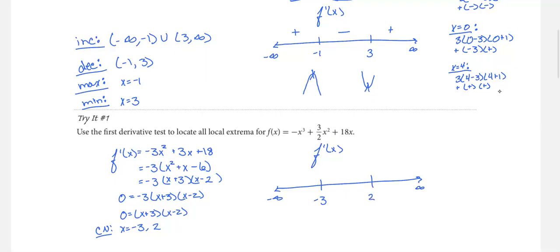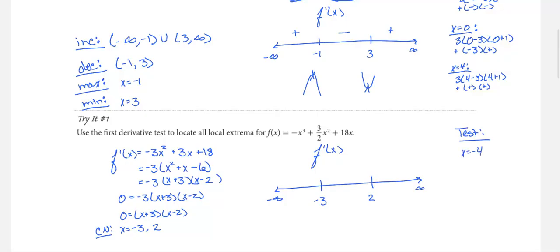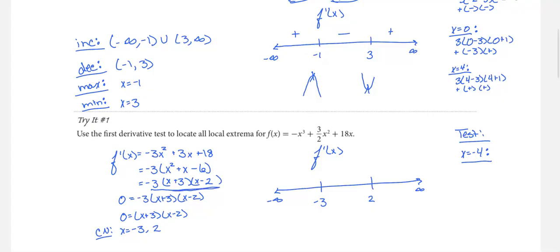-3 and 2 are going to go on my sign chart. And then we're going to test values. So I'm going to pick something in this interval. So let's pick a -4. So if I were to plug a -4 in, and I'm going to use that factored form, I have a -3 times (-4 plus 3) times (-4 minus 2). So this is a negative times a negative times a negative value, which will give me a negative.